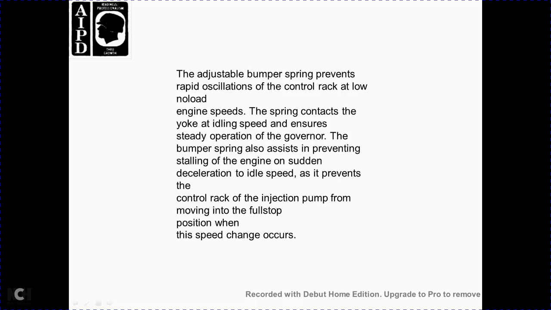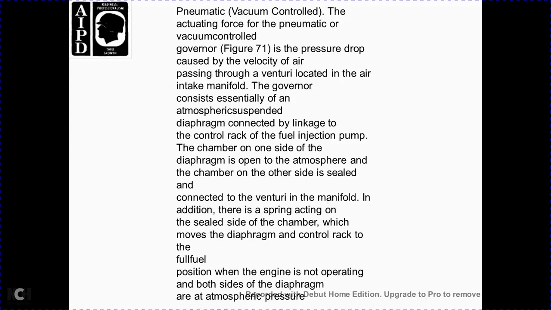The adjustable bumper spring prevents rapid oscillation of the control rack at no load engine speed. The spring contact with the yoke ensures idling speed for steady operation. The governor bumper spring also prevents stalling of the engine during sudden deceleration at low speed, as it prevents the control rack of the fuel injection pump from moving to the full stop position with the speed and changing curves.